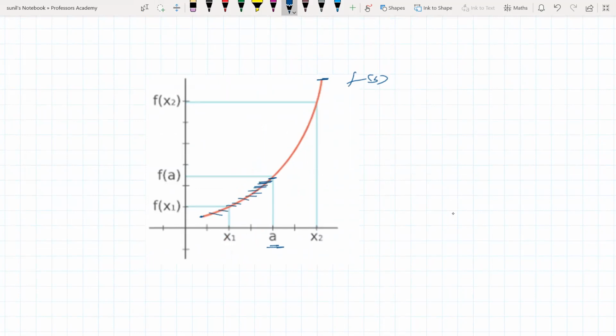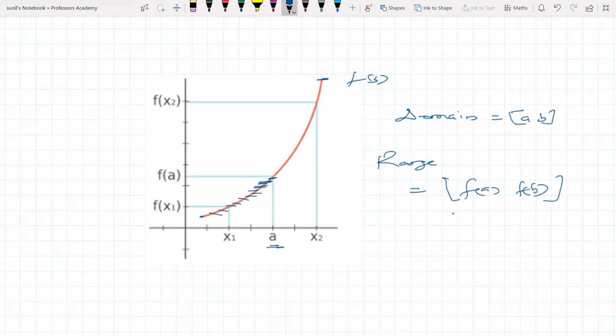So this red colored strip is the part of the graph we consider. The minimum value of the function is f(a), and the maximum value is f(b). So the range of this function comes out to be f(a) to f(b). Here, the domain is [a, b]. If the domain is [a, b], then the range is f(a) to f(b). So this is the situation.